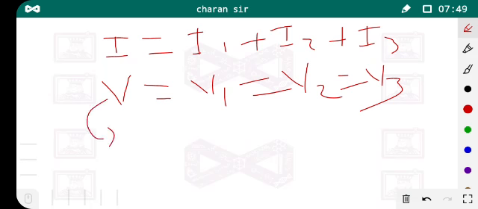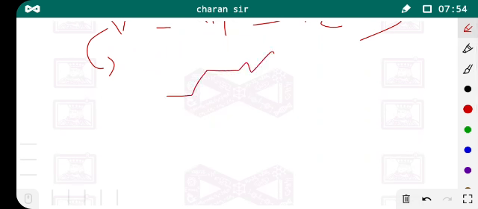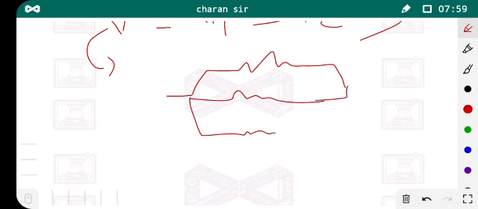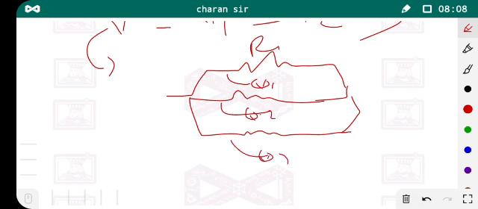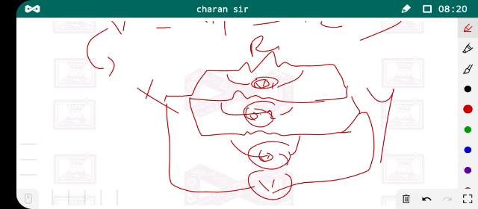What does it mean? This means when we connect three resistors in parallel combination, this is R1, the voltage difference across this one is V1, this is V2 and this is V3. So this is equal to V, that is across this combination. These four values, V1, V2, V3 and V, are equal to each other.